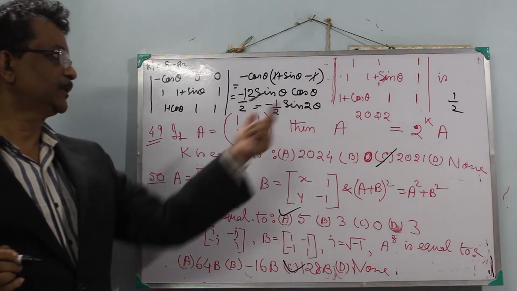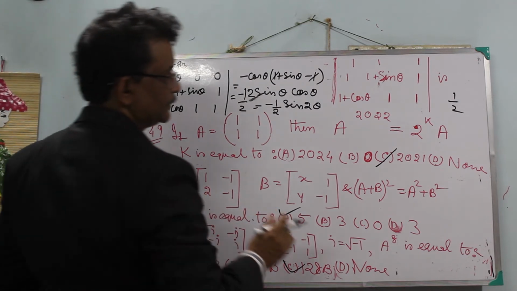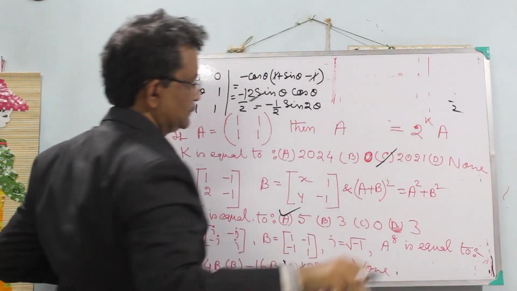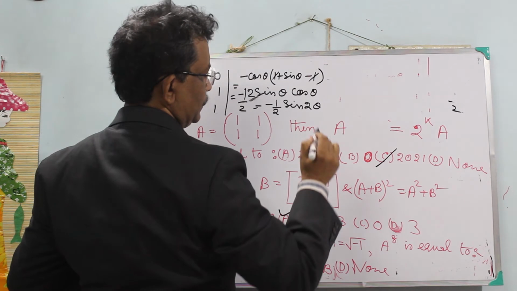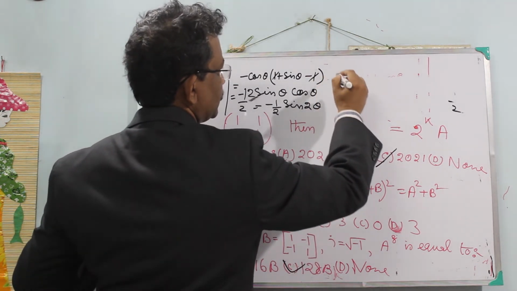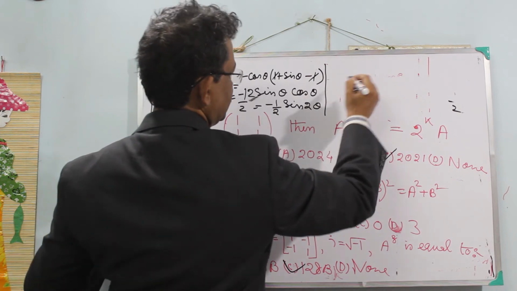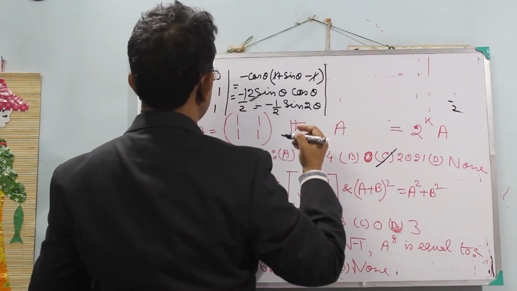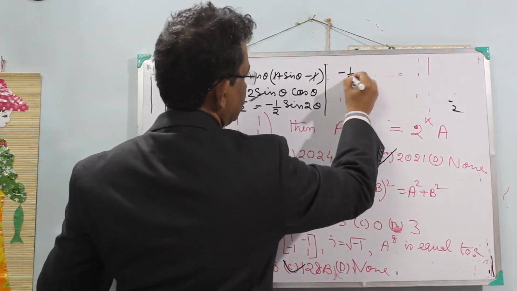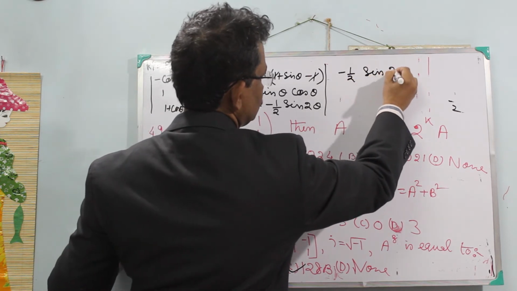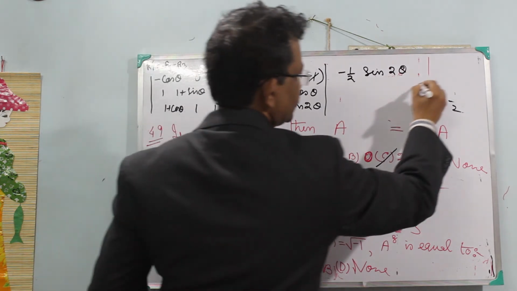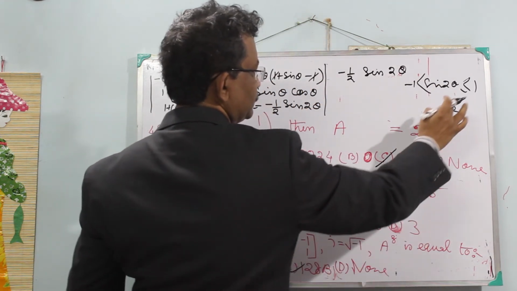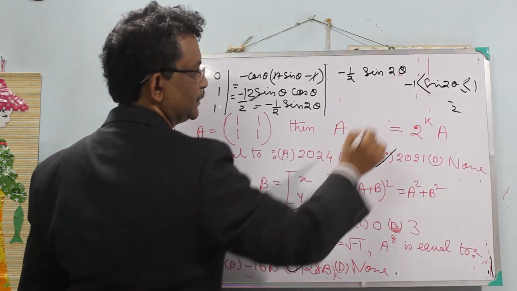So what is the maximum value of sin theta? The maximum value of sin is plus or minus 1. So this is equal to minus half sin 2 theta. Sin 2 theta lies between minus 1 and 1, so the maximum value is plus 1, and the minimum value is minus 1.